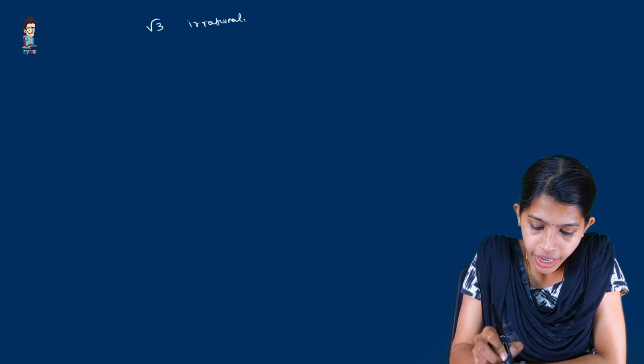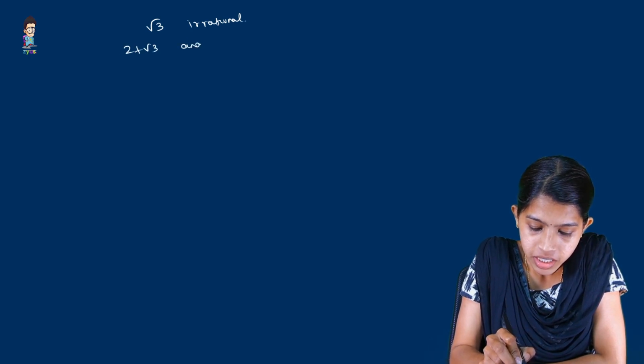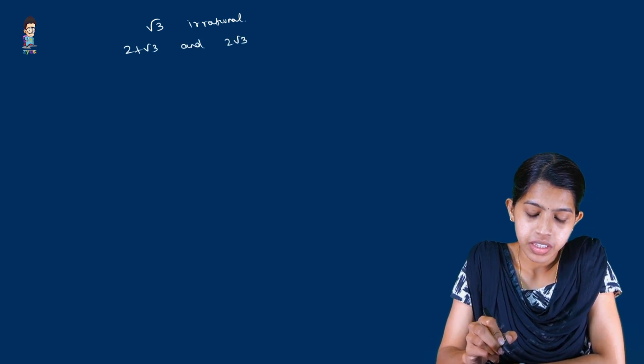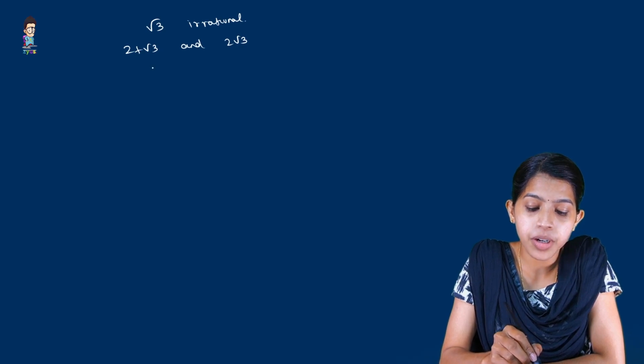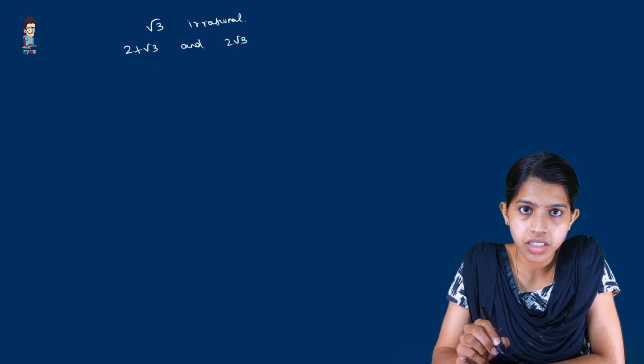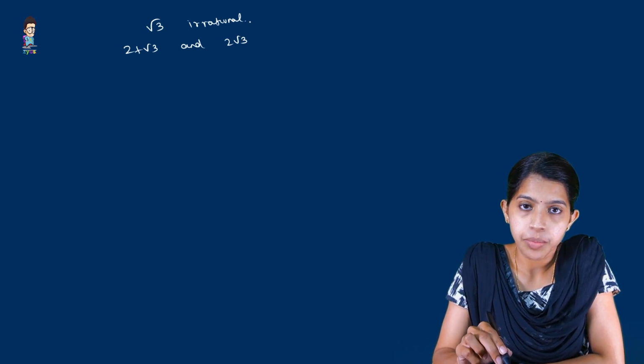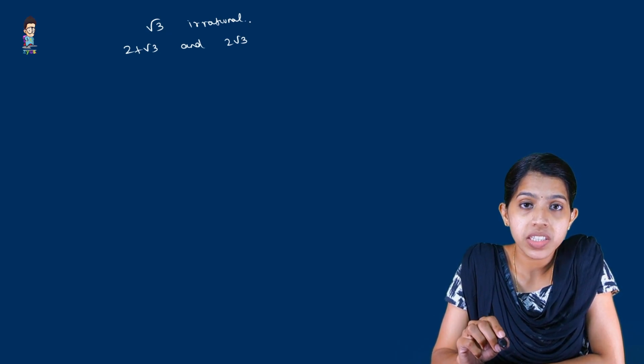Now, let us look at what happens when we add or multiply a rational number by an irrational number. Suppose we know that root 3 is an irrational number and we are going to find out 2 plus root 3 and 2 root 3. That is the sum of a rational number with an irrational number and the product of a rational number with an irrational number.